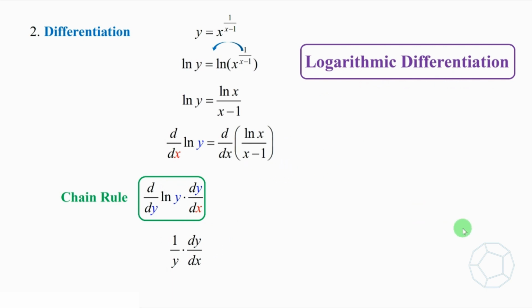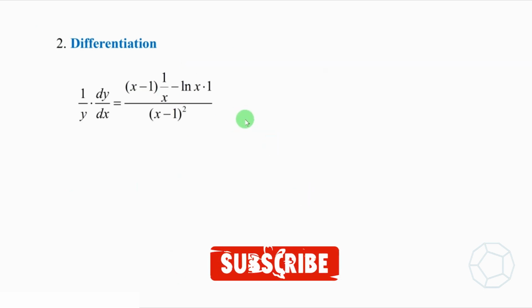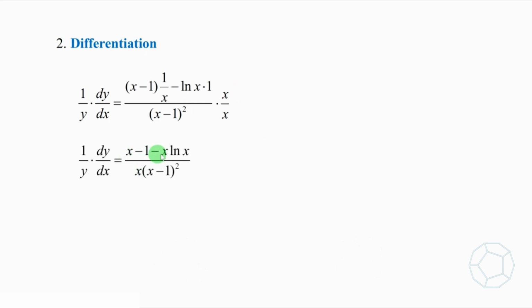For the right-hand side, we apply the quotient rule. It's shown in the blue rectangle. The two functions log x and x minus 1 are easy to differentiate. Therefore, it's equal to x minus 1 times 1 over x minus log x times 1, all over x minus 1 whole square. Let's simplify this expression. Multiply both numerator and denominator by x. The right-hand side is x minus 1 minus x times log x, all over x times x minus 1 whole square. Multiply y on both sides of the equation, then we get dy dx in terms of x and y.